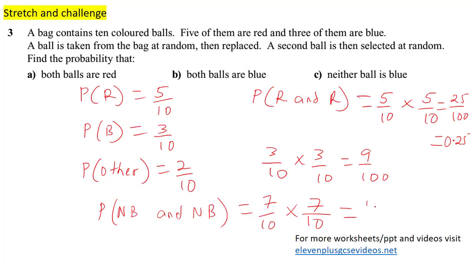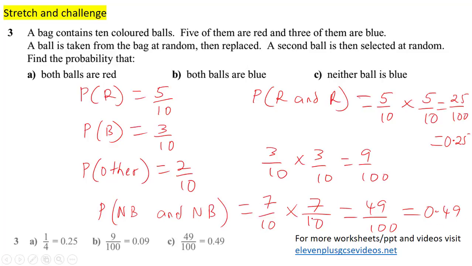So 7 times 7 is 49, and then 10 times 10 is 100. And you can change that one to decimal, or you can write as a percentage. Okay. So this is 49% or 0.49. Okay. So that's how to do that.